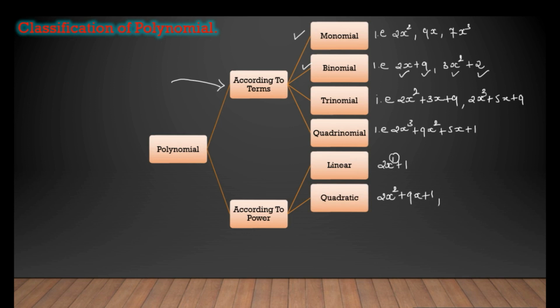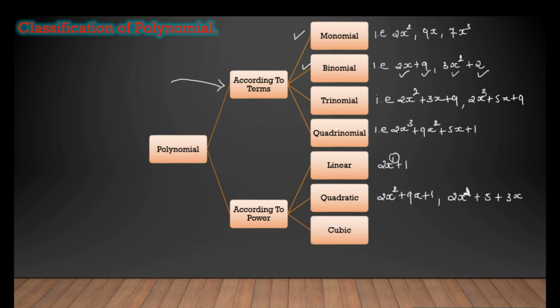Yes, this is a trinomial also. Then 2x square plus 5 plus 3x. This is also a quadratic polynomial. Means the polynomial which has highest power 2 is considered a quadratic polynomial.